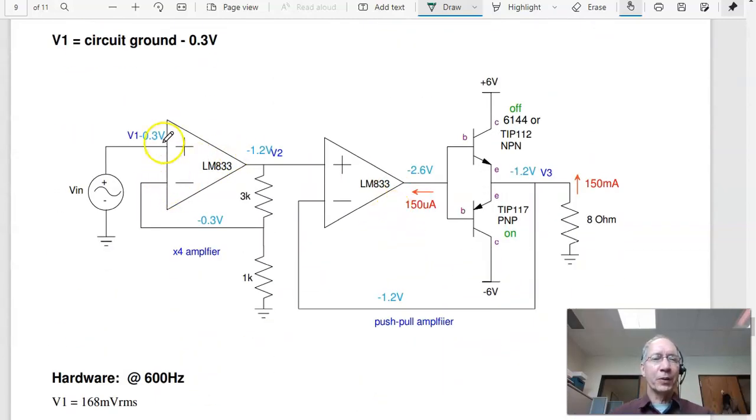At minus 0.3 volts, this is minus 1.2 volts. This is minus 1.2 volts. I now have 150 milliamps going up. The current goes this way. That turns on the PNP. Most of it goes down. A little bit goes left. That'll be this current divided by beta plus 1. And the NPN is turned off.